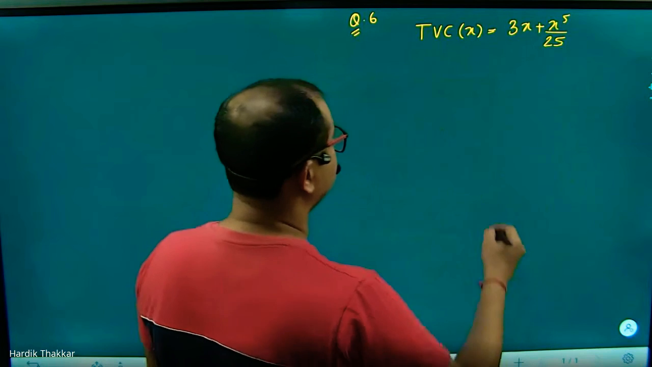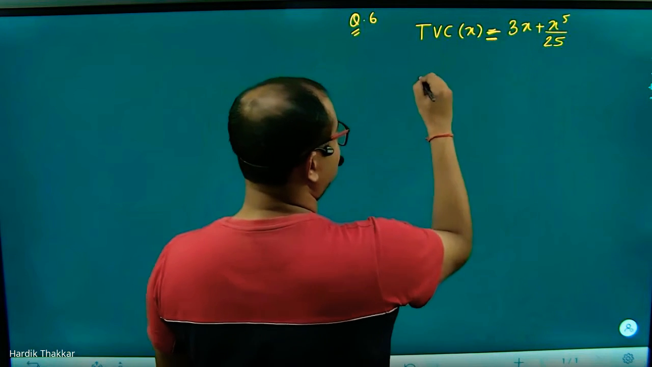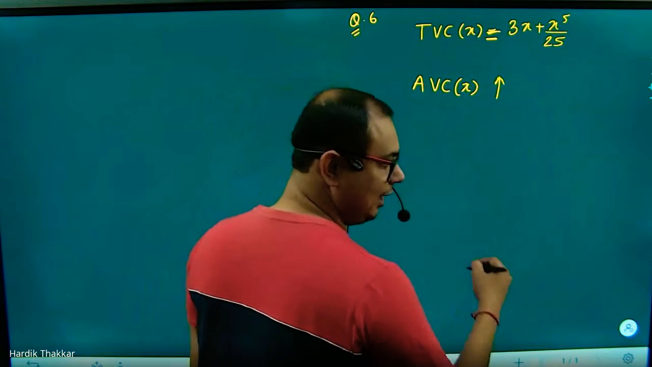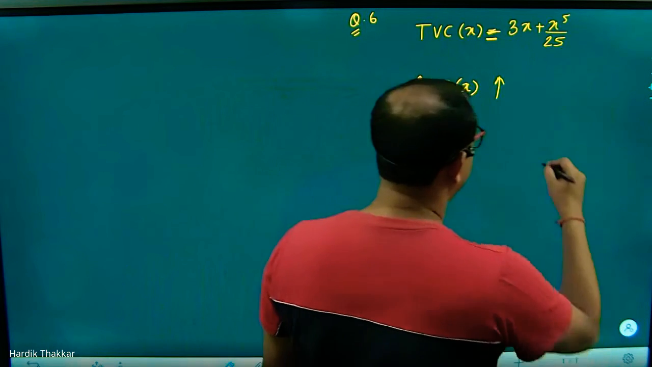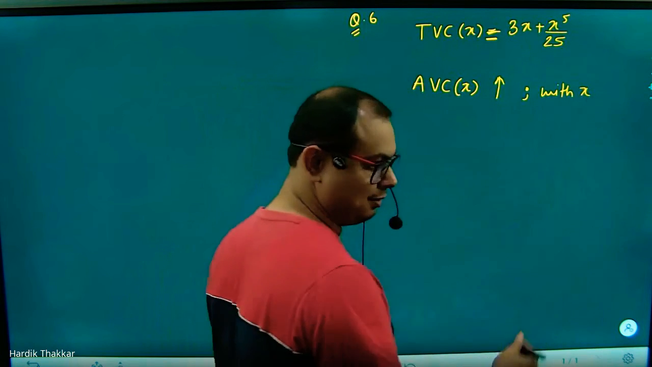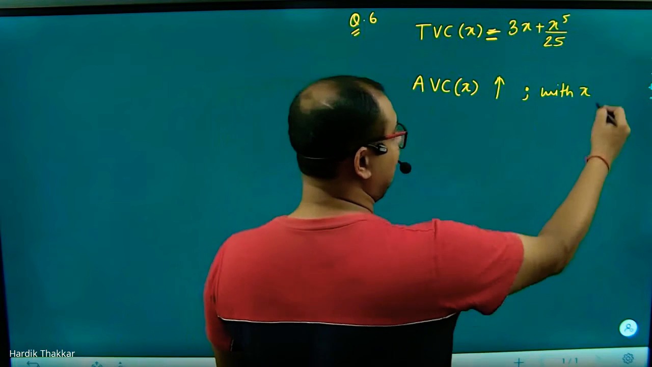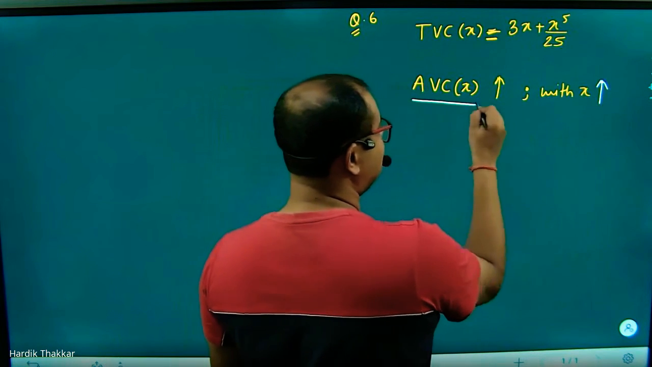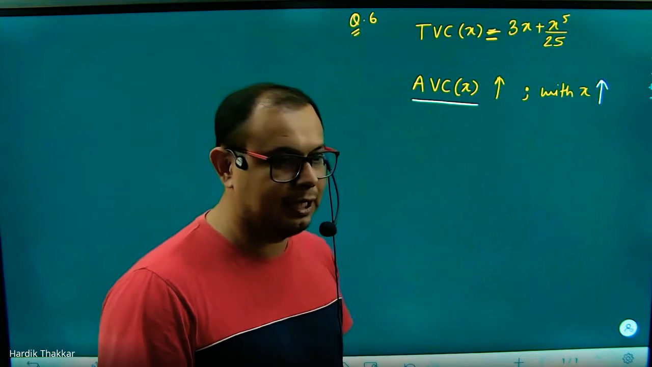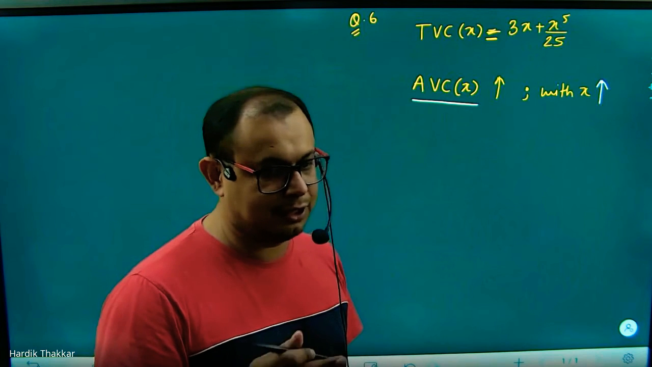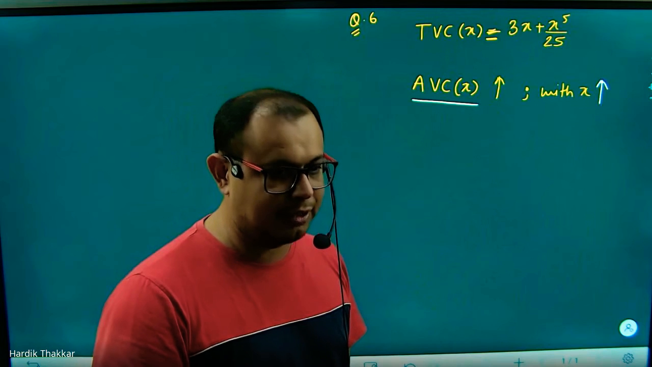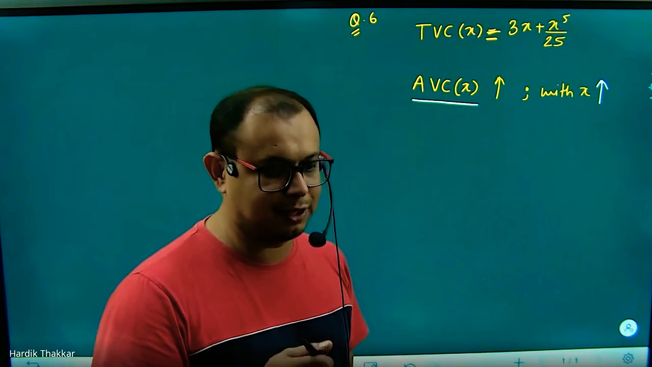So what you have to show is that average variable cost, AVC of X, increases with output X. Now what does this mean? It means as X is increasing, AVC of X is also increasing. Clear? So how can we find whether a function is increasing or decreasing? We have to differentiate that function, and check whether the slope, the derivative, is positive or not.